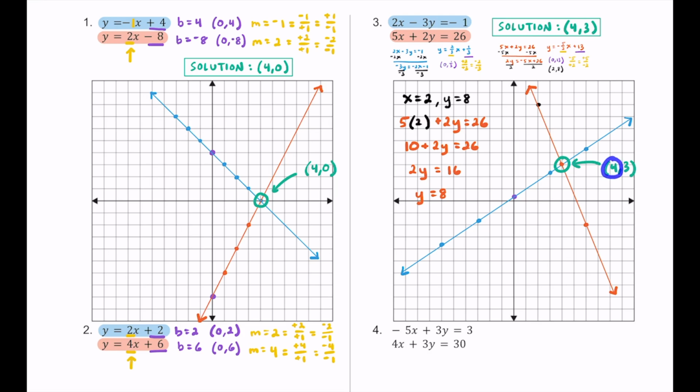Then you could take this 4 for x and substitute it into the second equation, or the bottom one. So 5 times 4 is 20. Then take that 3 and substitute it in here, so that 2 times 3 is 6. So 20 plus 6 does equal 26. So that does check out as well.